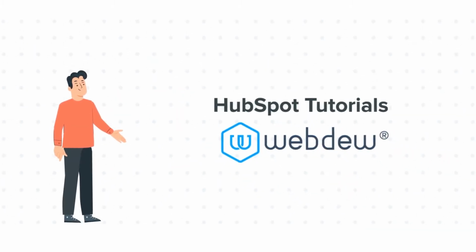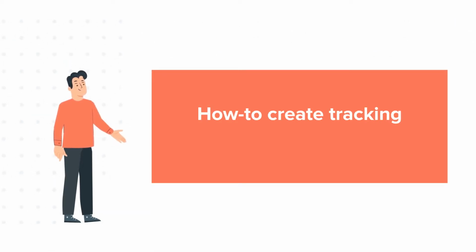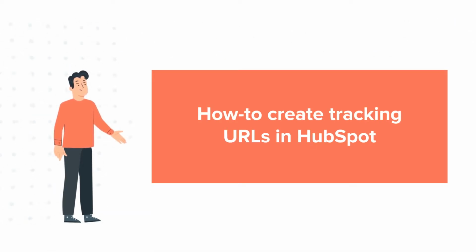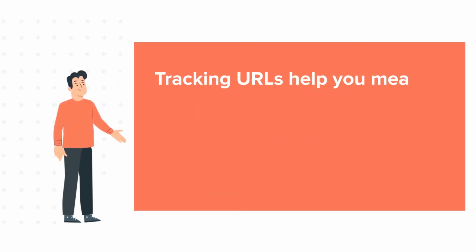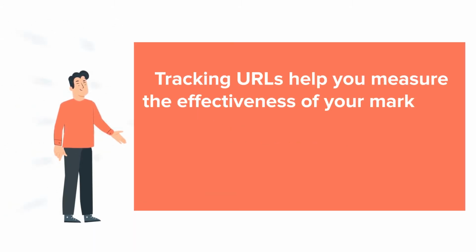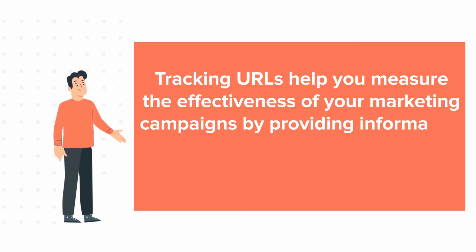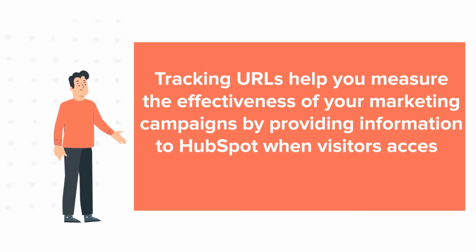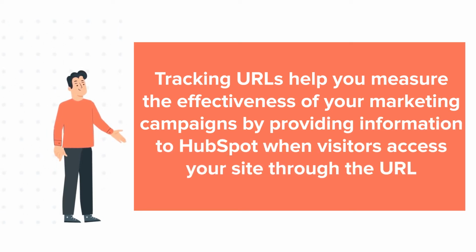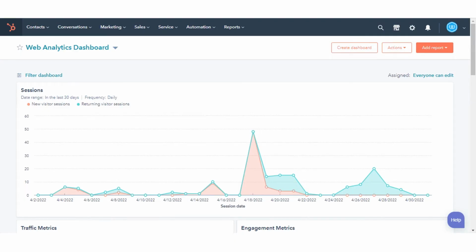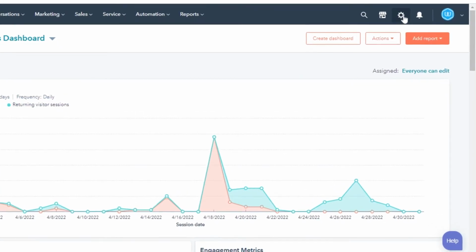This is Bob and our today's tutorial is about how to create tracking URLs in HubSpot. Tracking URLs help you measure the effectiveness of your marketing campaigns by providing information to HubSpot when visitors access your site through the URL. In today's tutorial, we will show you how you can create tracking URLs in your HubSpot account. In your HubSpot account, click the settings icon in the main navigation bar.